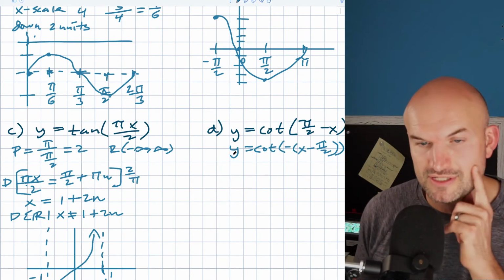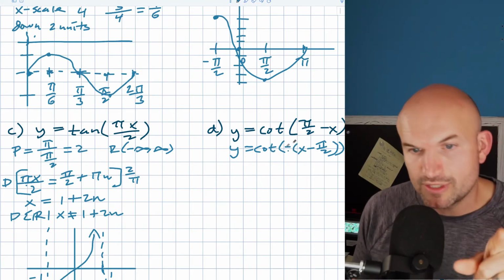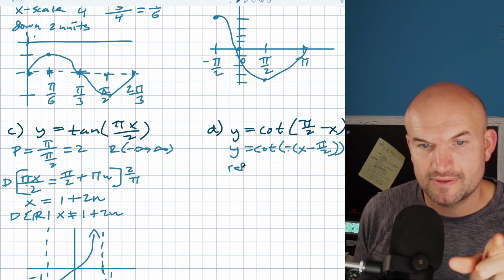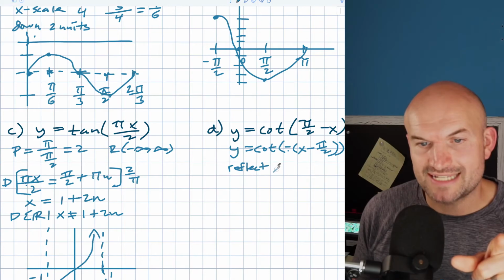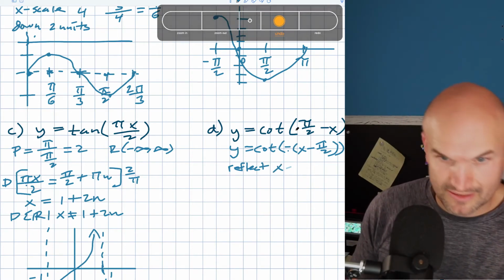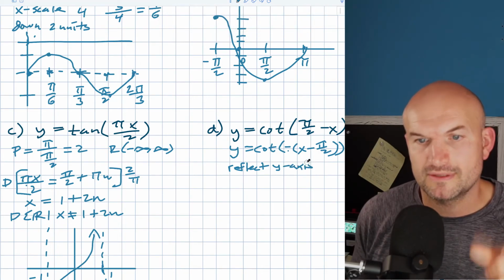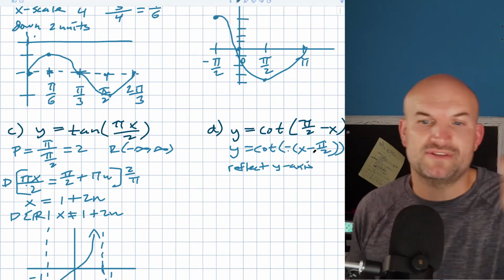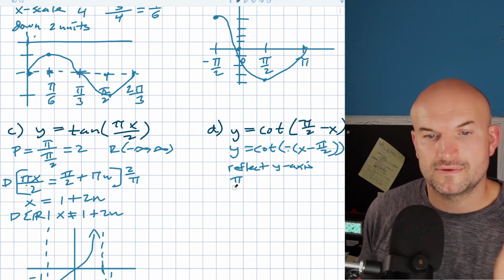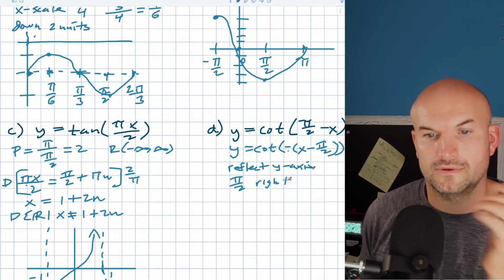Now again, here's the important thing. Not only are we going to reflect about the y-axis, that's a negative inside, so that's going to reflect the y-axis. But now we're also going to have to shift this pi halves to the right.